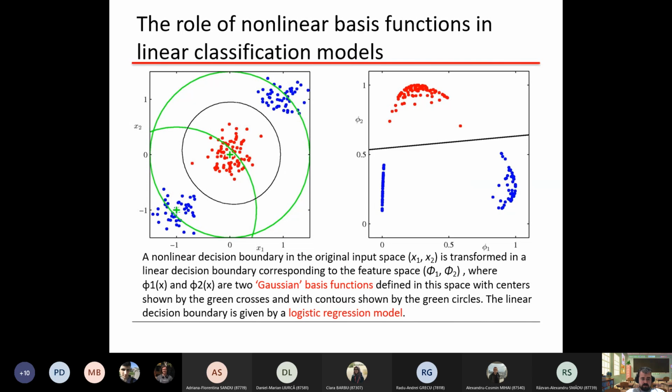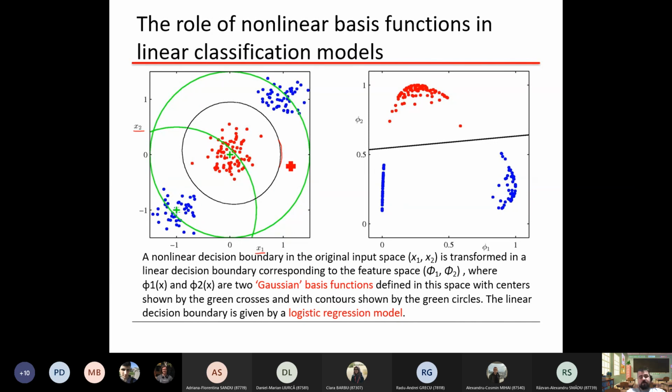We have a data set containing red and blue data points. And as you can see here, the data set is not linearly separable in this initial space. So we have an initial space that has 2 dimensions, x1 and x2. And using these dimensions x1 and x2, in order to correctly classify the data set, we need a boundary that, as you can see, is circular, not linear.